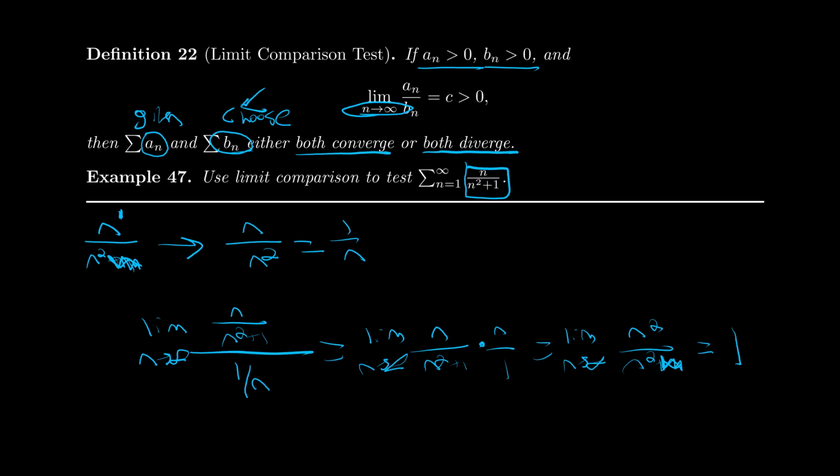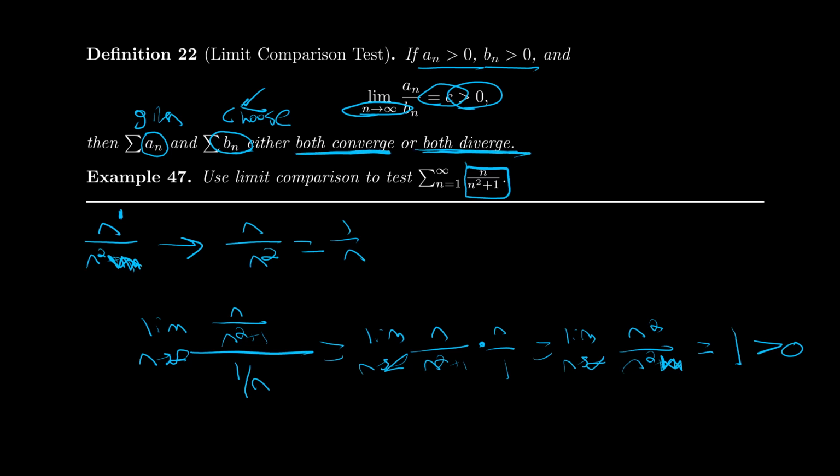What does that tell us? The limit is a positive finite number. It equals c, and it's positive, right? So we say that this is greater than 0. It's a positive finite number. Okay. So we know that. Then they're either both going to converge or they're both going to diverge.